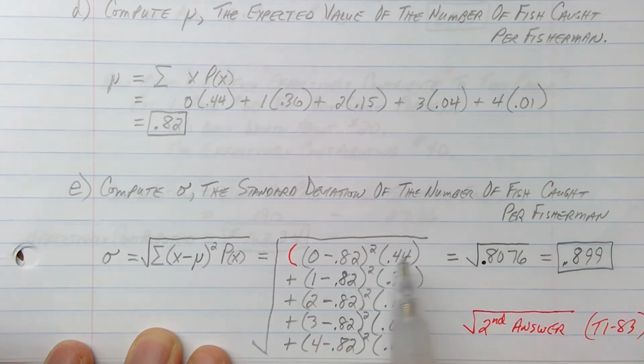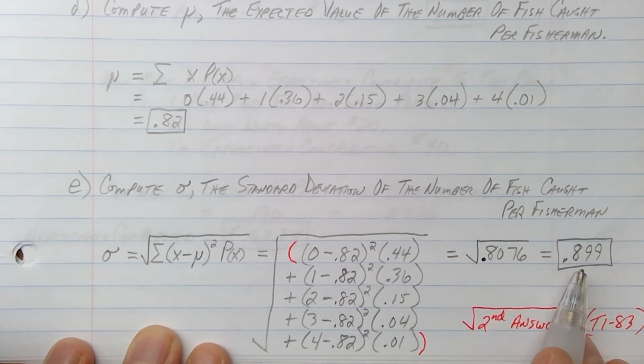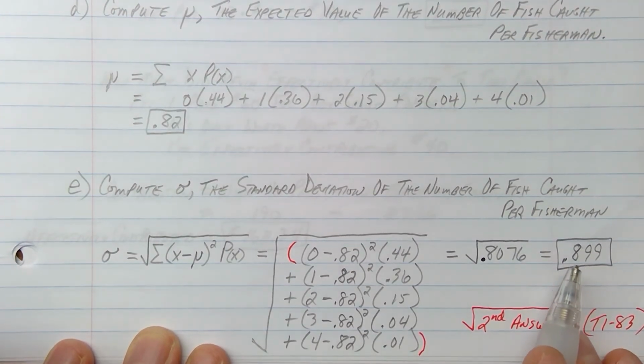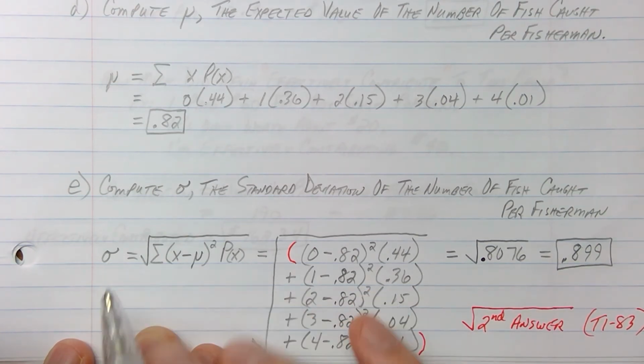So this is our first multiplication plus, okay, what about one fish? Well, one fish minus what we expect you to catch, square the deviations, times the probability of catching one fish, plus two fish minus the expected value times the probability of catching two fish, plus three fish minus what we expected you to catch times the probability of catching three fish, plus four fish minus what we expected you to catch times the probability of catching four fish. All right, now we wind up at 0.899 for a standard deviation.